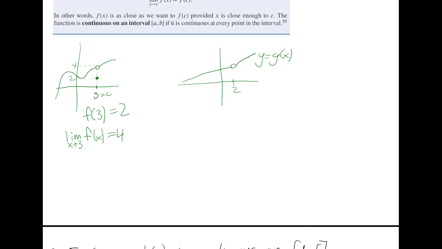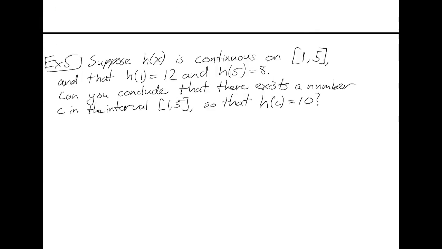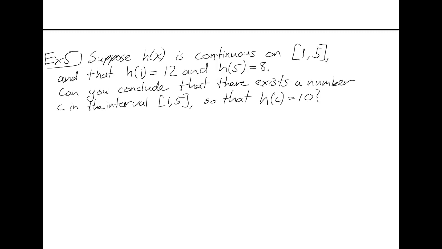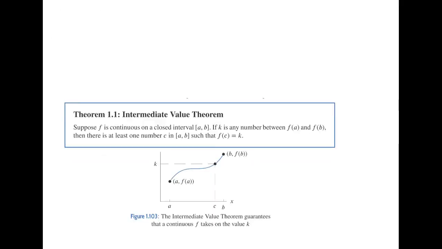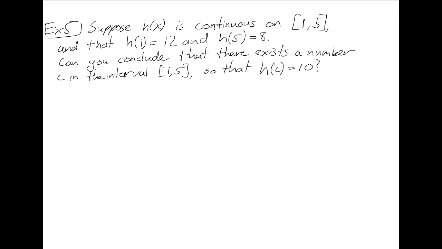Here we are with part 2. We're going to go over the intermediate value theorem and a few more examples of how limits don't exist. So let's look at this situation.